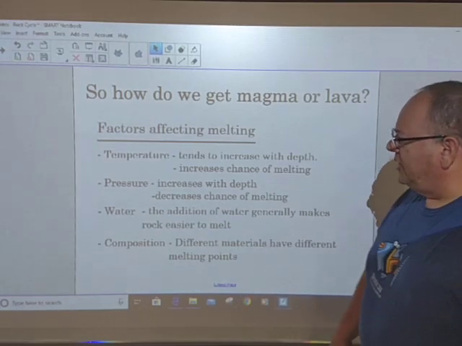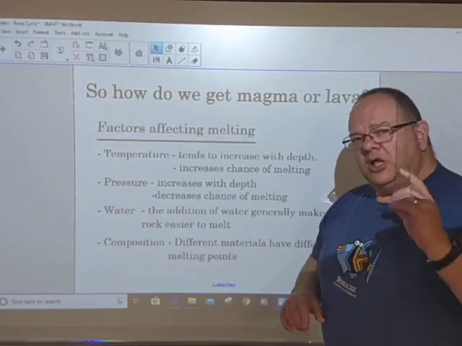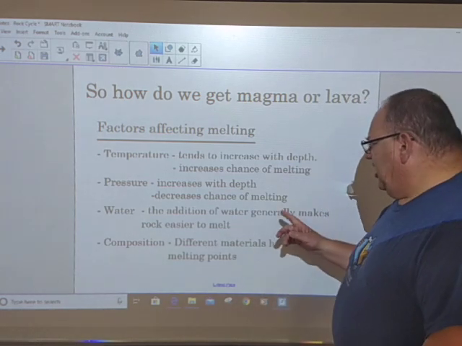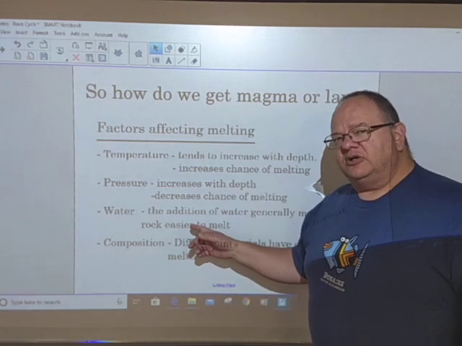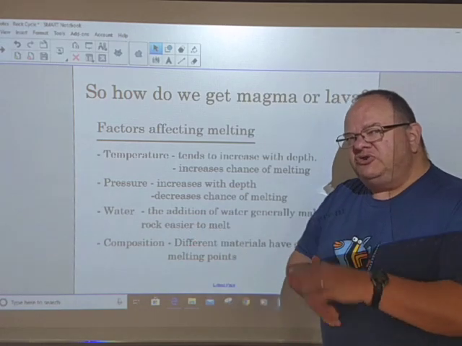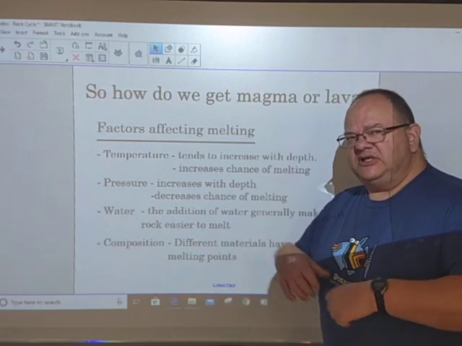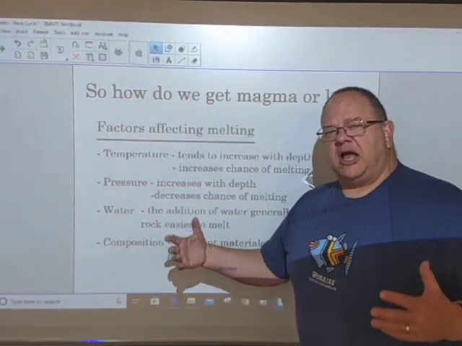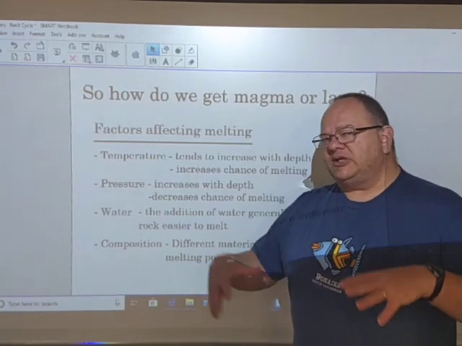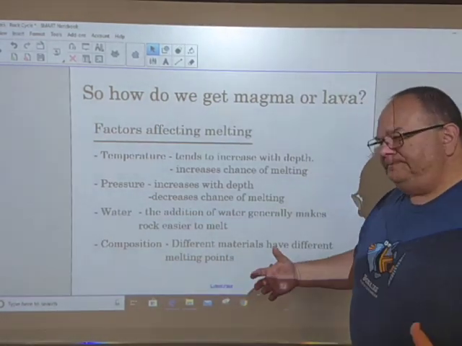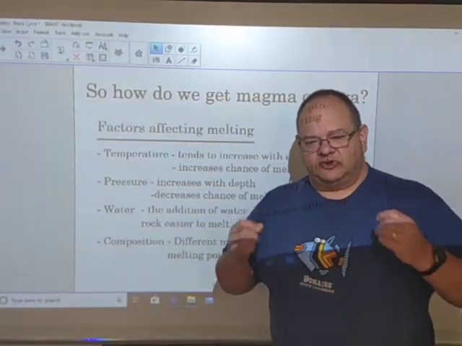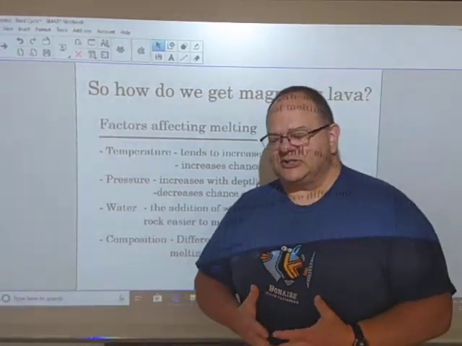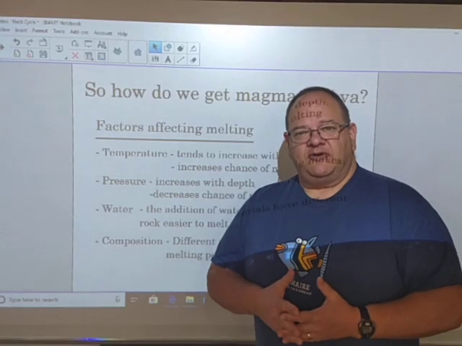All right, what else can happen? Water. If there's water mixing in with the rocks and minerals, it actually tends to make it easier to melt. So when we have mixtures of things, they sometimes melt easier than just the rock by itself would. Okay? And then, of course, composition is referring to what is the rock made of. I don't think it's too hard to accept that there's different types of rocks. There's different types of minerals that make up our rocks. And different substances have different melting points.